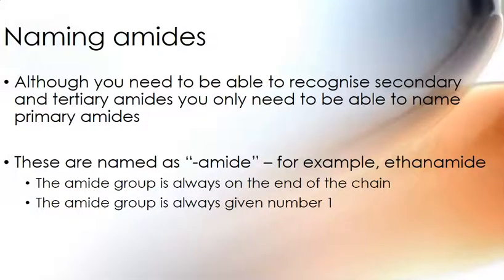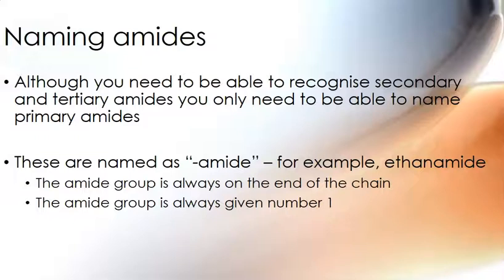So the next thing is all about naming amides. Now, you need to be able to name primary amides. You don't need to be able to name secondary and tertiary amides, but you do need to be able to recognise them. All amides are named as something or other amide. So methanamide, ethanamide, propanamide, butanamide, etc.